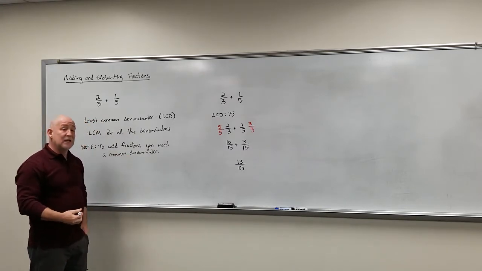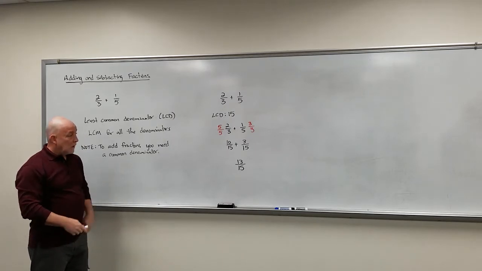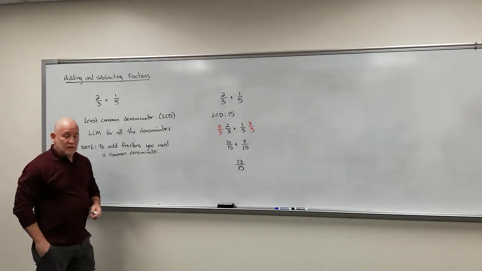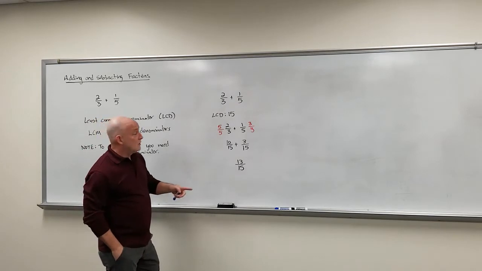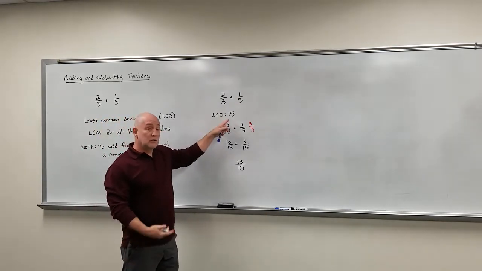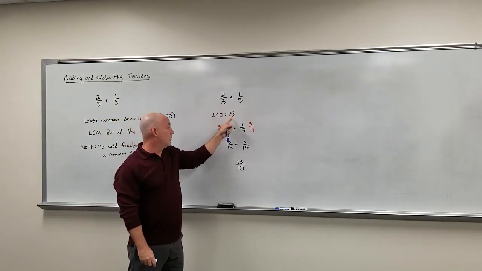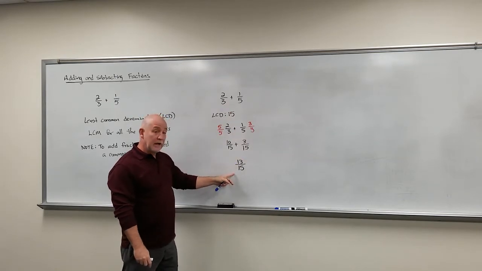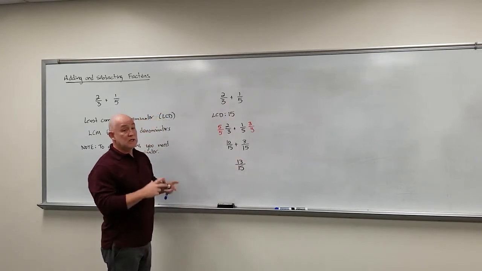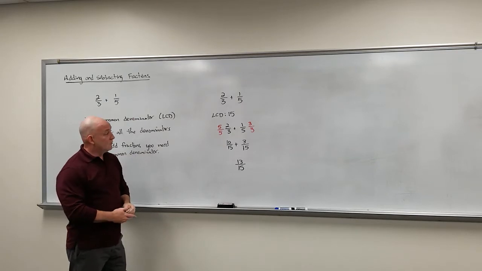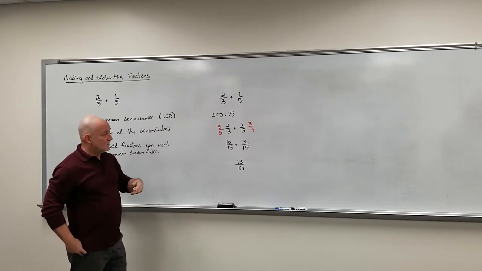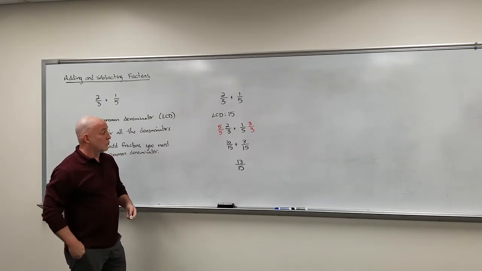because technically any denominator will work. If you don't use the least common denominator though, you will always have to reduce. Like here, we could have used 30, right? Because both 3 and 5 go into 30, and we could have made that work, we just would have had to reduce down here. Just because you use the least common denominator doesn't mean you won't have to reduce, but it does keep the numbers a lot smaller and a lot easier to work with.